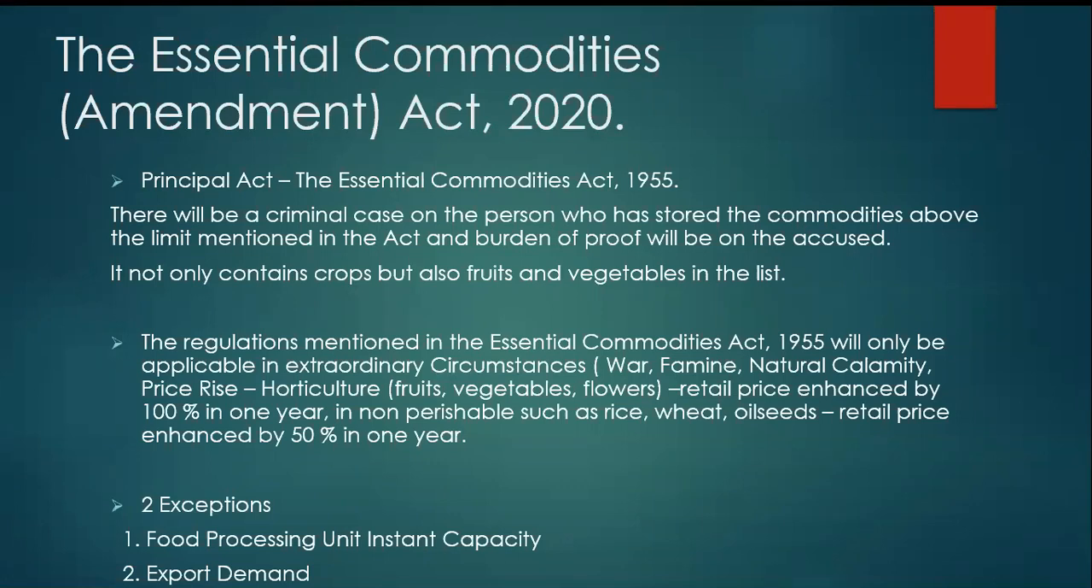So what happens, suppose there is a food processing unit and it has a particular installed capacity of 50,000 kg of potatoes, and the prescribed limit of storing potatoes is only, suppose, 300 kg. Then if the installed capacity of the food processing unit is more than the prescribed limit, they can still store the commodity up to the installed capacity. They can't store more than that, but they can store up to the installed capacity.